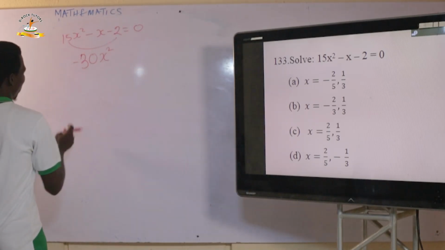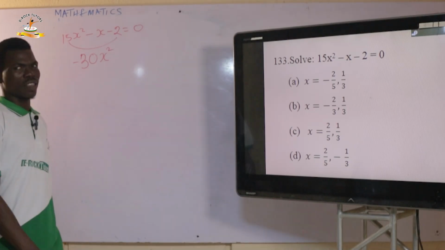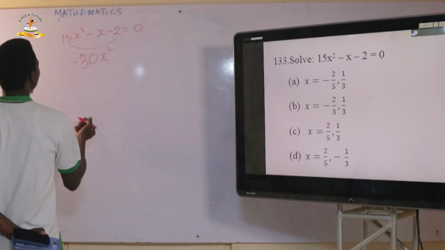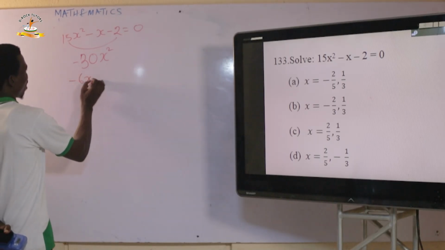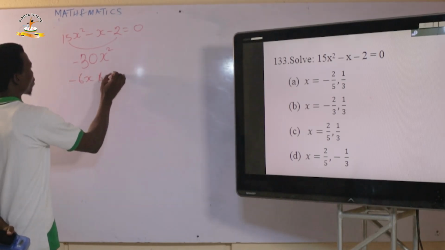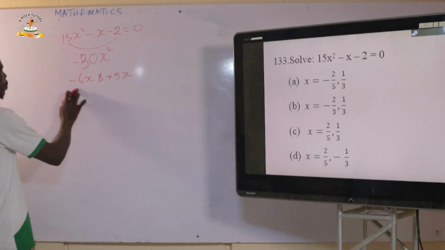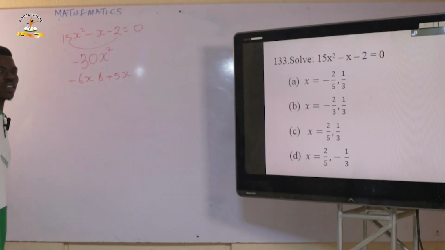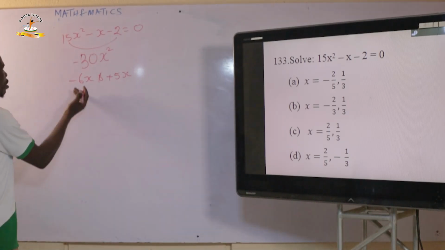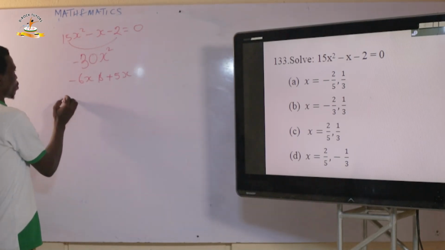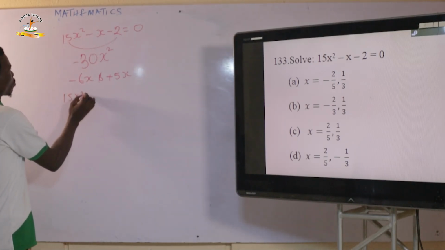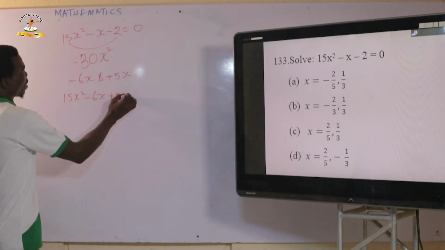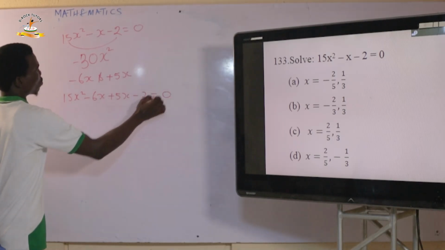Just minus x. And you think of what? 5 and 6, because 5 times 6 is what? 30. So it has to be minus 6x and plus 5x. Multiply these two together, you get this. Add them up, you have minus x. So I just substitute that instead of minus x. So I write 15x squared minus 6x plus 5x minus 2 equals 0.